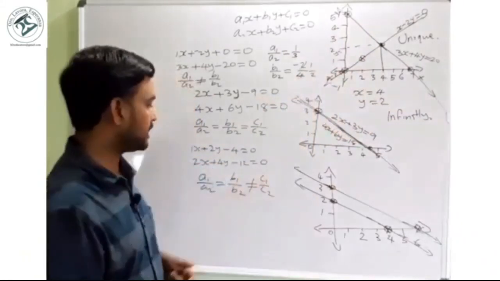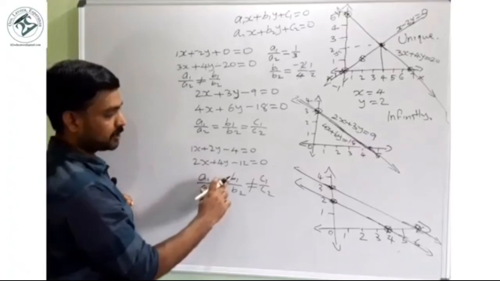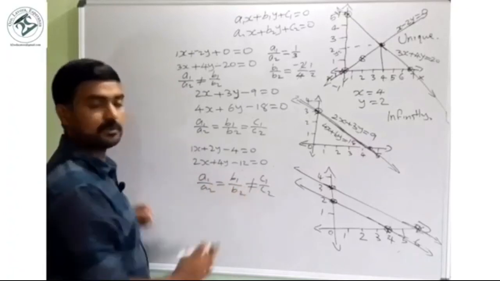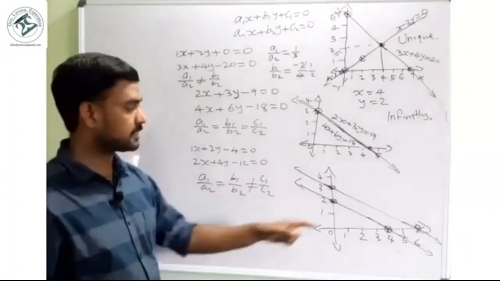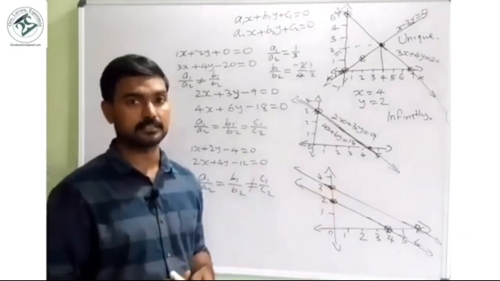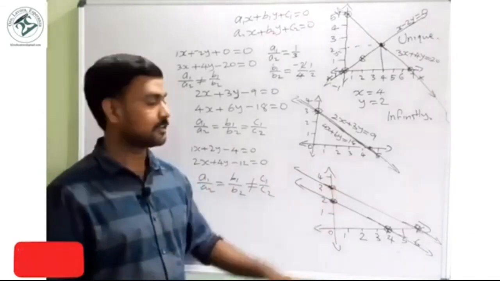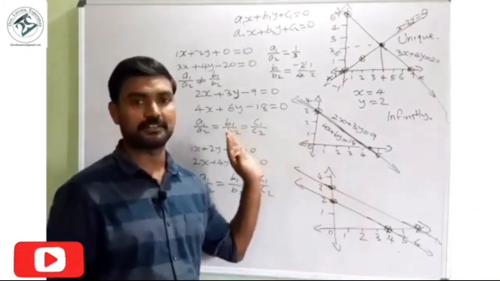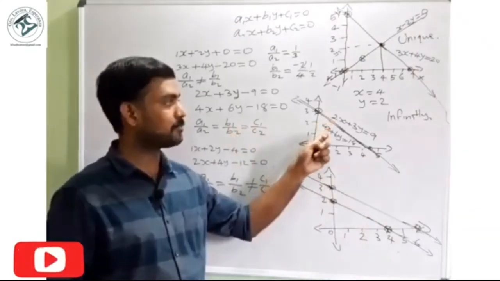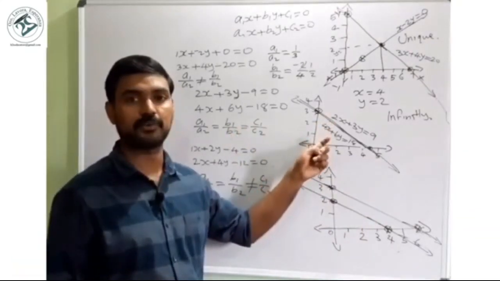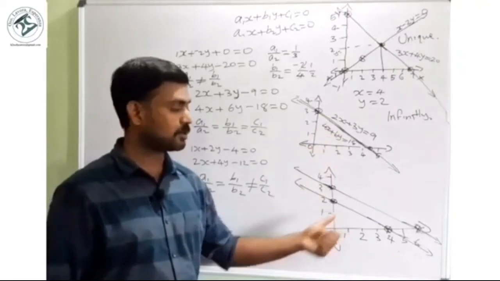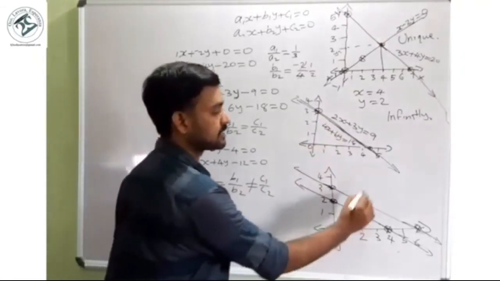But in the third case, a1 by a2 is equal to b1 by b2 but not equal to c1 by c2. In such cases these two lines never intersect. They will not meet together. In such cases there is no solution. In the earlier case a solution is there, but infinitely many solutions; we can't find a unique solution. In this case there is no solution, so it is known as inconsistent.